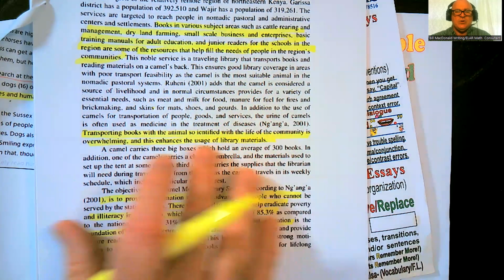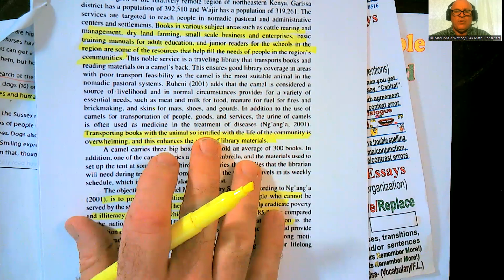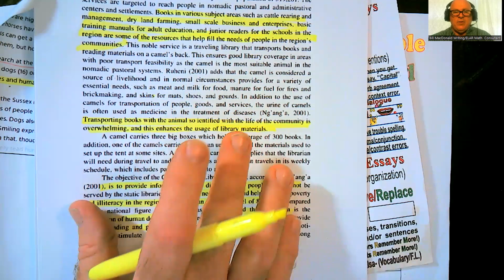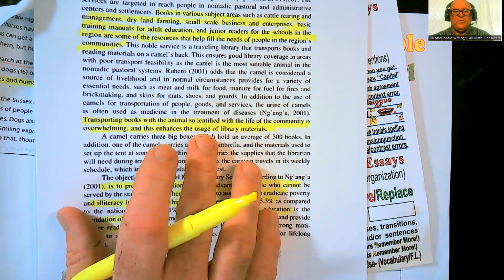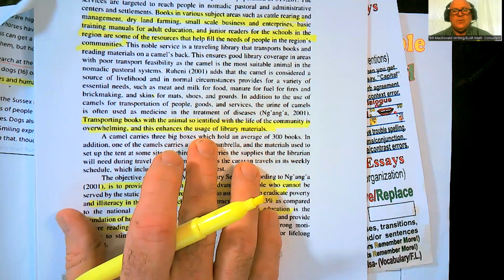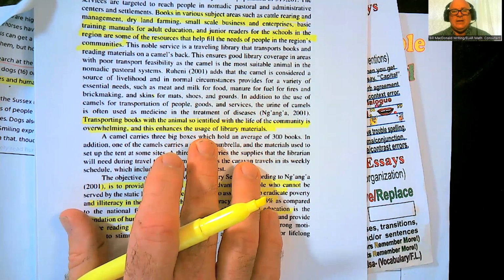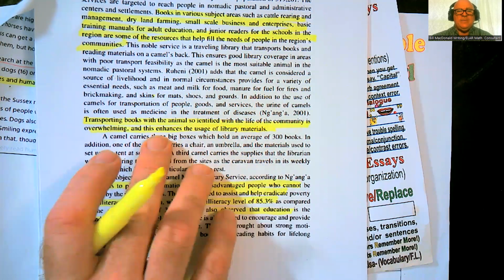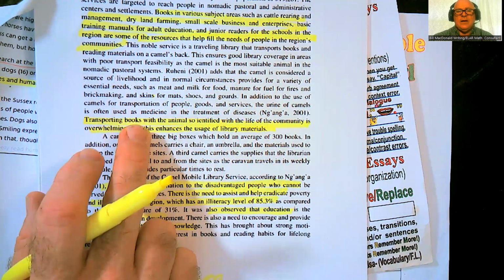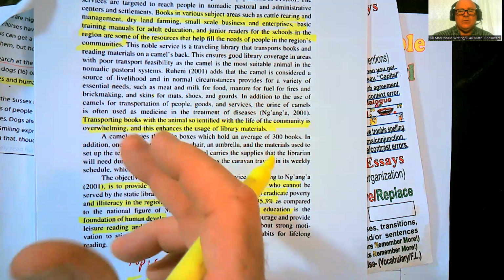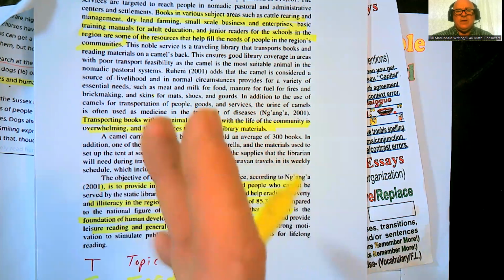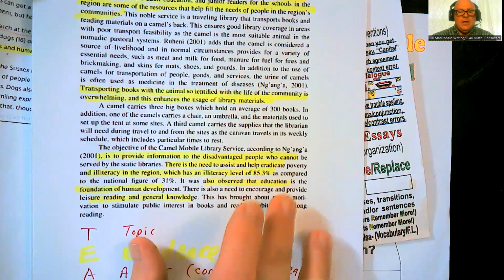So I'm not sure what went wrong with whoever wrote that article on the internet, but I'm thinking that life in the community is overwhelming. And so because they needed something to get them through this difficult life that they had, they feel that the books and their reading were increased because of the camel's ability to bring them.